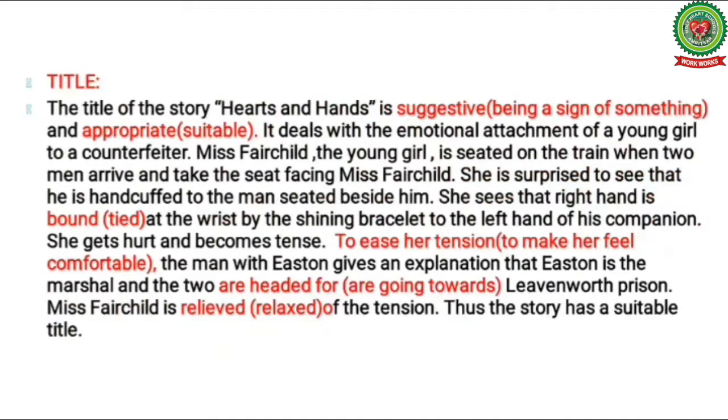Let's talk about the title of the story. The title of the story, Hearts and Hands, is suggestive and appropriate. It deals with the emotional attachment of a young girl to a counterfeiter. Miss Fairchild, the young girl, is seated on the train when two men arrive and take the seat facing Miss Fairchild. She is surprised to see that he is handcuffed to the man seated beside him. She sees that his right hand is bound at the wrist by the shining bracelet to the left hand of his companion. She gets hurt and becomes tense. To ease her tension, the man with Easton gives an explanation that Easton is the marshal and the two are headed for Leavenworth prison.